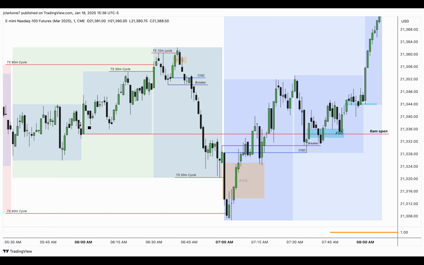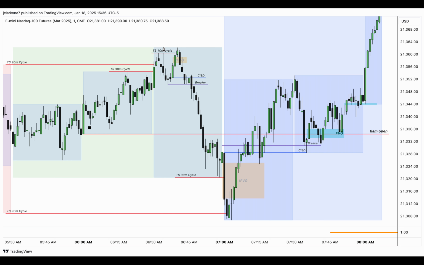So let's go into it. We're above opening price, so I'm only looking to short, and I'm only looking to short once we take out a 30-minute cycle high, so here, or a 90-minute cycle high, which is back here. One or the other. It doesn't have to be both. A lot of good trades come from 30-minute cycles.